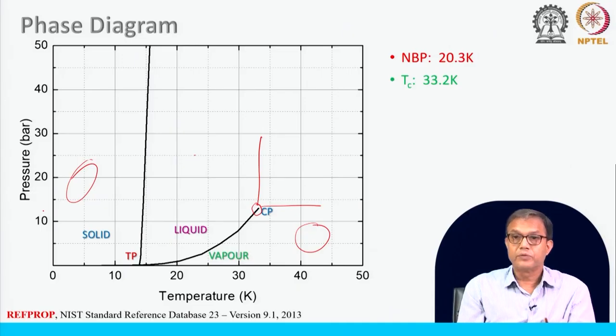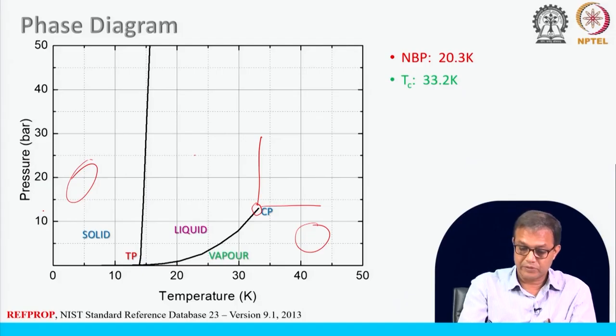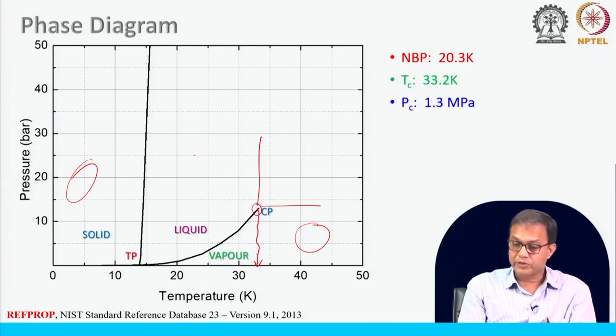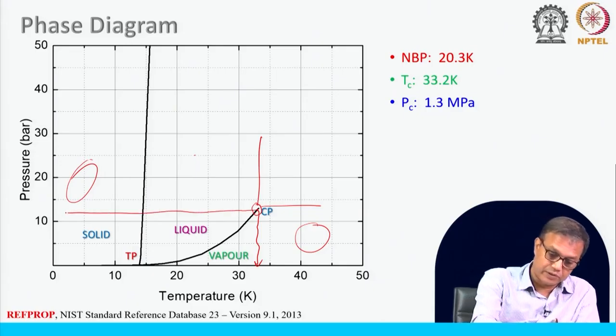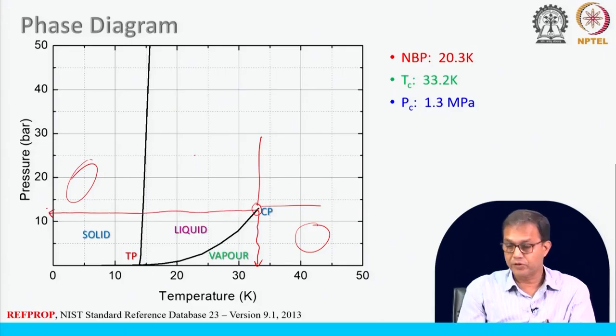Then comes the triple point temperature and critical point temperature, that comes from here. So, if we drop a vertical line from here, we see that this is 33.2 Kelvin. Next is the critical point pressure. So, if we move from this end to this end, it is nearly 13 bar or nearly 1.3 MPa.